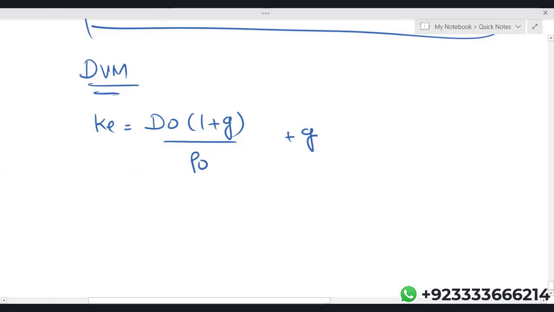Now, for example, if someone is using the dividend valuation model, always make sure of one thing. When you're using this model, your KE will be greater than the growth rate.